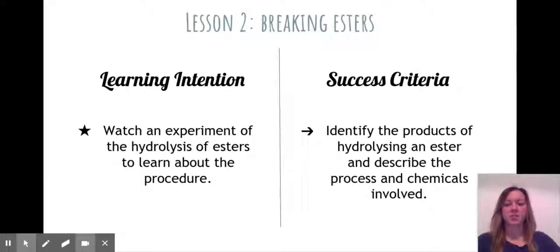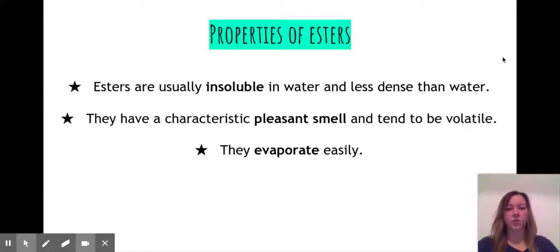Our learning intention is to watch an experiment of the hydrolysis of esters and learn about the procedure. Your teacher might show you this experiment as a demonstration in class. But we are going to certainly talk through the theory and understand what it's about. Success criteria is to identify the products of hydrolyzing an ester and describe the process and chemicals involved. So not a lot to go through.